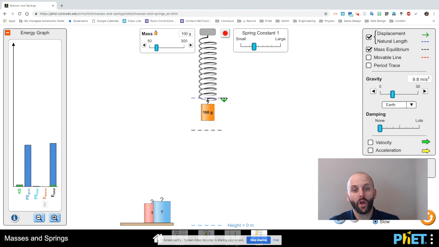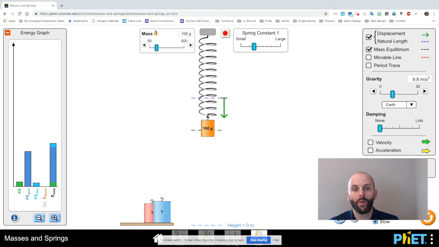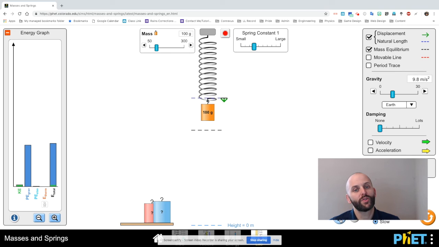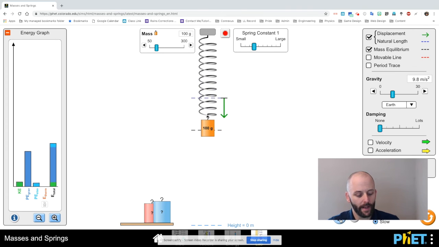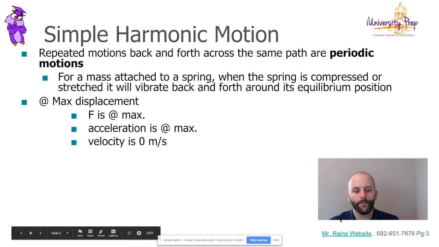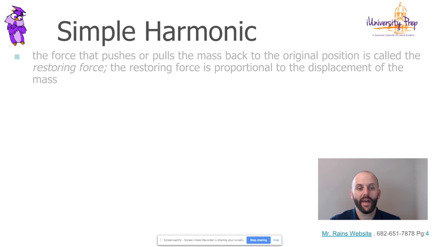Now, Hooke's law addresses how much the displacement will be when you apply a force to a certain spring constant. So let's take a look at that now. Here you notice I went ahead and said that at the equilibrium position we would have max velocity, force of 0, and acceleration of 0.